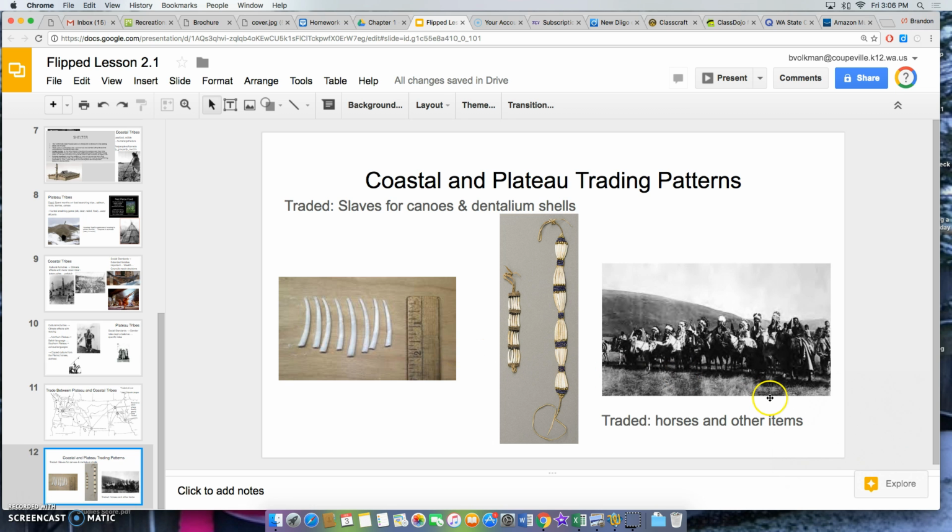various trades. One of the things that the Plateau tribes traded was for horses, which to them was something they used a lot, whether it was for going to war or for hunting.